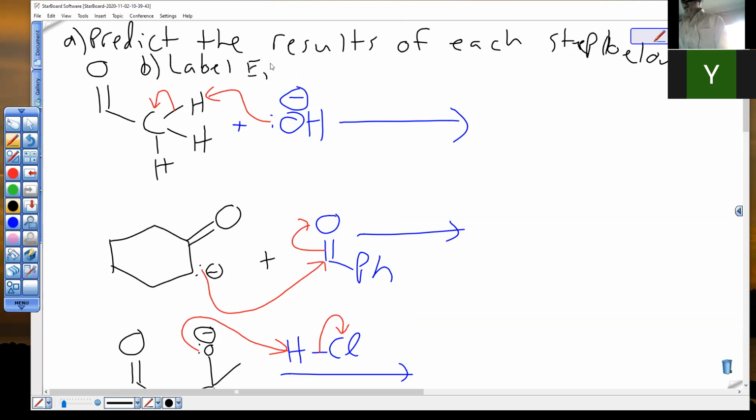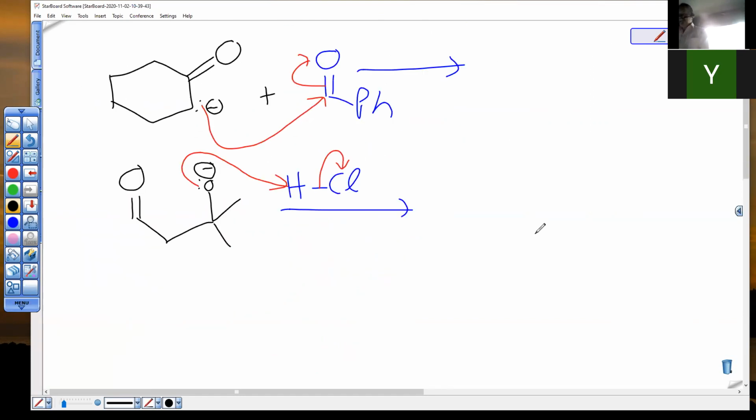Label E, La, BA, BB, Lubnu. Okay, we'll do that too. I like it. And give the result for that.